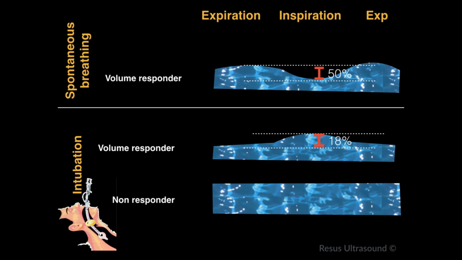So basically, in a volume responder, if the patient is spontaneously breathing, the patient would have a collapsed IVC and small IVC, while if the patient is intubated, in contrast to a collapsed IVC, they would have a distended IVC in this state. But to easily remember, if the IVC varies, then it means the patient is a volume responder. You should give them fluid.